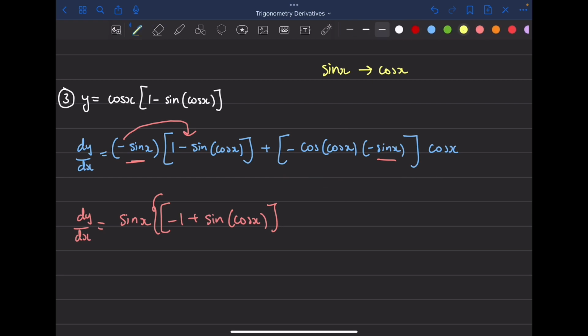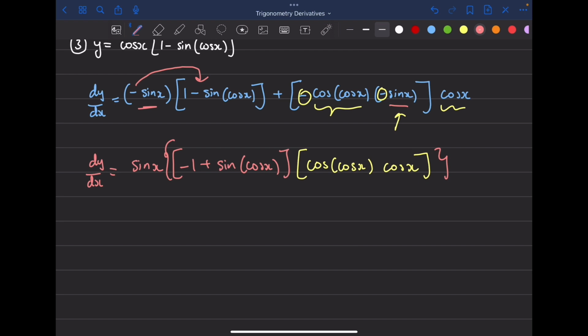But if you factor out the sine x, first of all, it goes away. And then the two negatives become a positive, so we can completely ignore both negatives. And then all we have left is cosine of cos x multiplied by cos x. So we would multiply this by cosine of cos x by cos x. And we are done. And then I'm going to close the curly bracket as well.